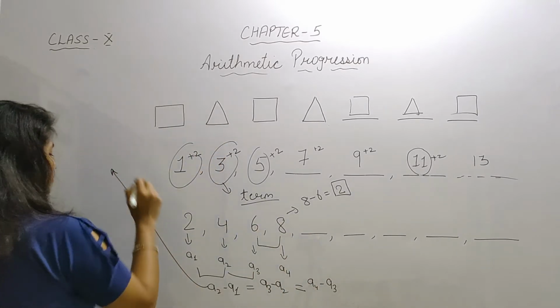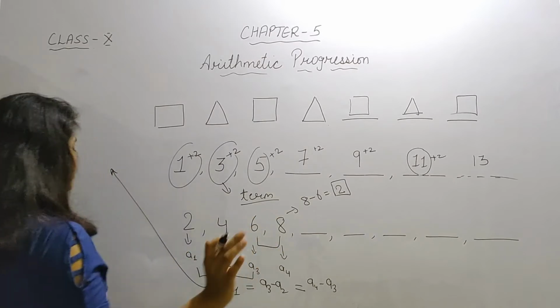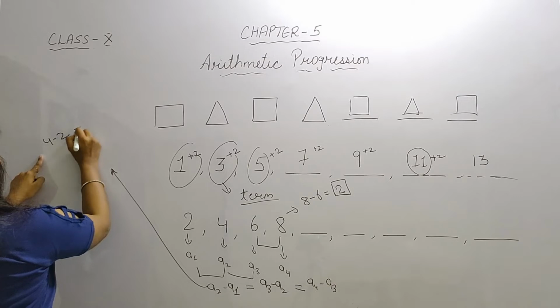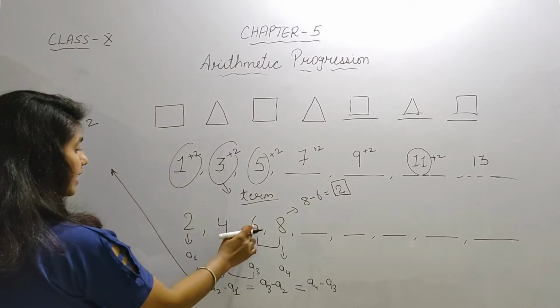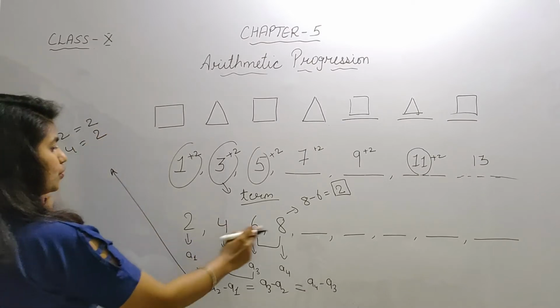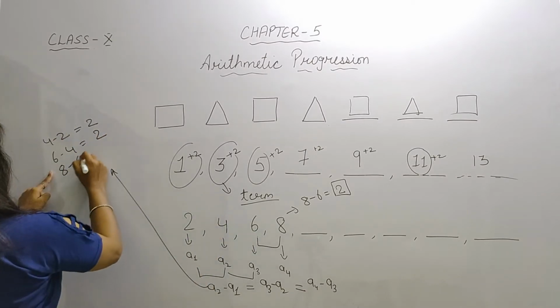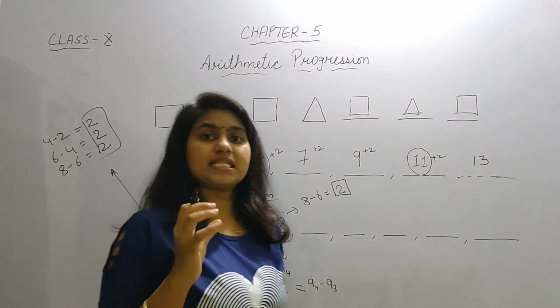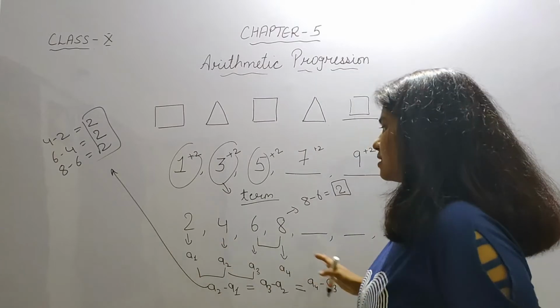I will write it here because it will not be visible for you all. So A2 minus A1 will be 4 minus 2, which is 2. Next, A3 minus A2 will be 6 minus 4, which gives you 2. Then 8 minus 6 also gives you 2. So we found a fixed number between all these terms.